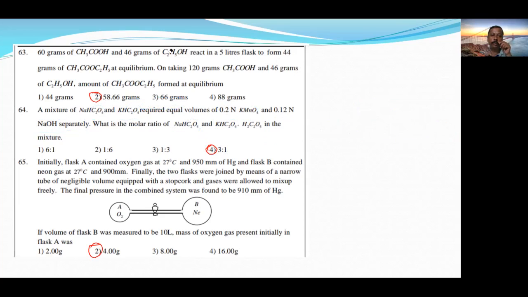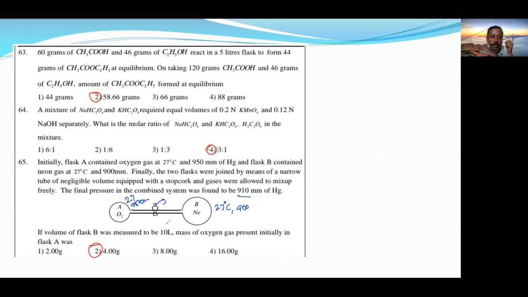Okay, the next question is: initially flask A contained oxygen at 27 degrees Celsius and 950 mm of Hg. B contained neon gas, again also at 27 degrees Celsius, but 900. The two flasks are connected by removing this and allowed to mix. The final pressure in the combined flask was 910.